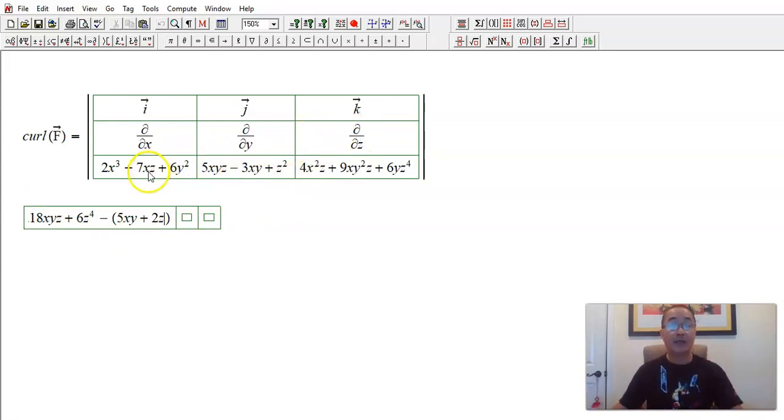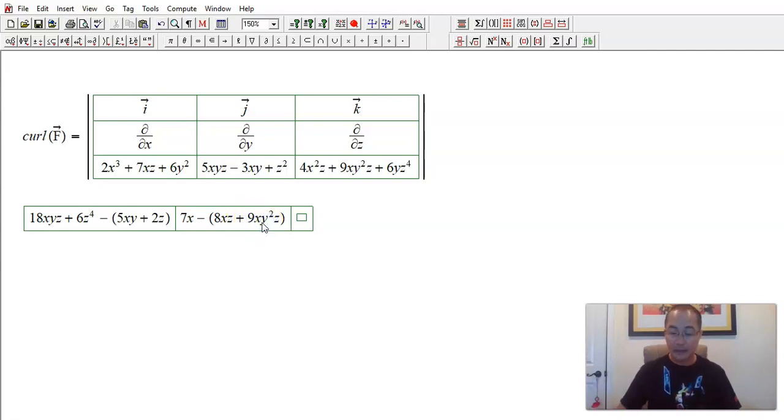Right, j. Remember, right to left first. Partial with respect to z of this. Oh, how nice. Only one term survives. That's the only one with a z. And then partial with respect to x of this. So minus, I see 8xz plus 9, and the x goes away, and there is no x over here. So that's about it for j. Nothing simple.